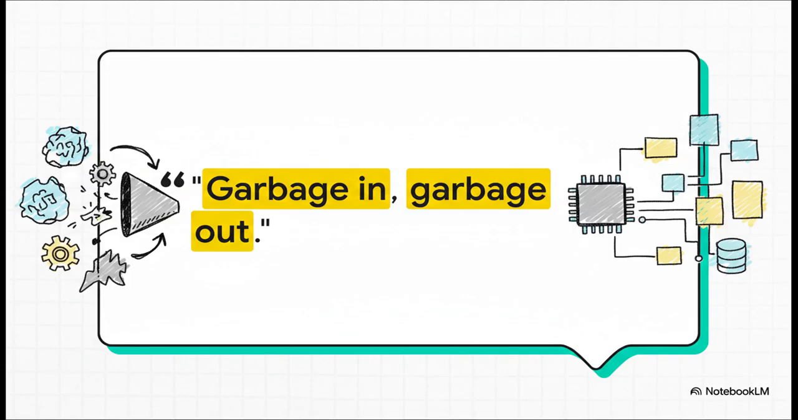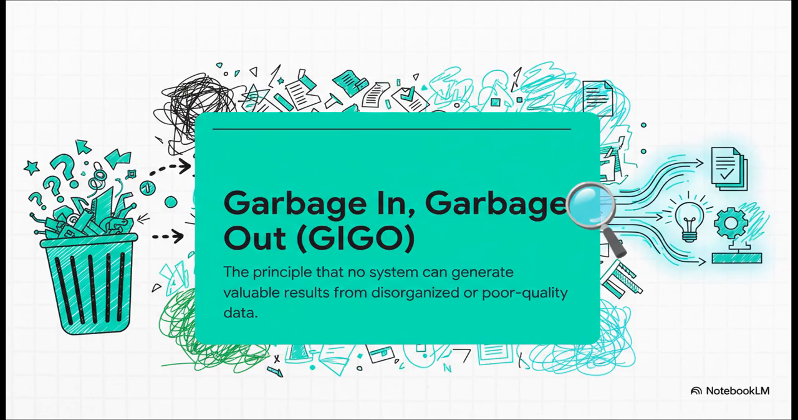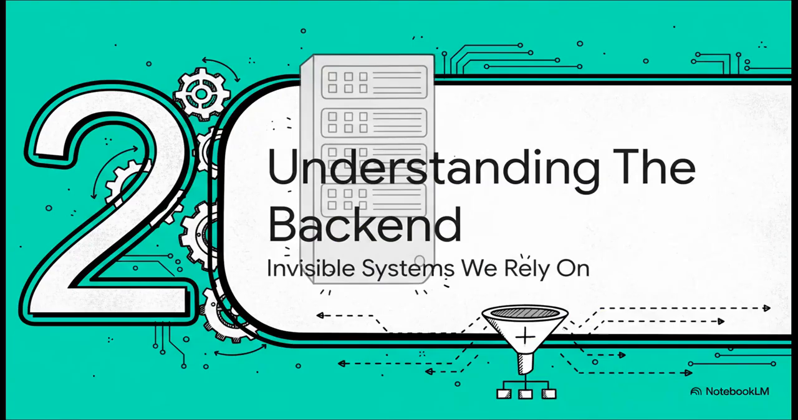Garbage in, garbage out. The GIGO principle is super straightforward. It doesn't matter how powerful or sophisticated your system is, if you feed it poor quality, disorganized input, you're only ever going to get worthless output. In today's AI-driven world, that's not just some old tech rule, it's a critical business problem. So this brings us very nicely into Section 2, understanding the backend.